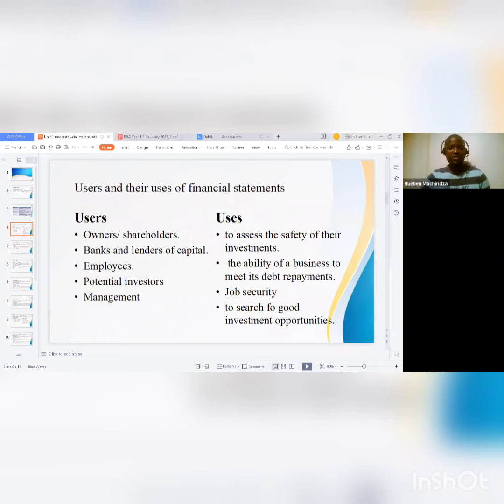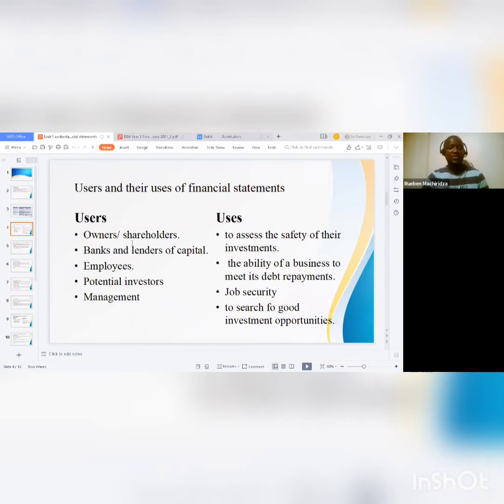So on this slide, we are going to talk about the users of the financial statements and what they use those statements for. So I've just taken not many users and not many uses for the purposes of this lecture, but there are many more users than this, and many more uses than this, which you can look at. This is just to give you a brief on what we mean by the users and their uses of financial statements. So the users of the financial statements can be categorized into two.